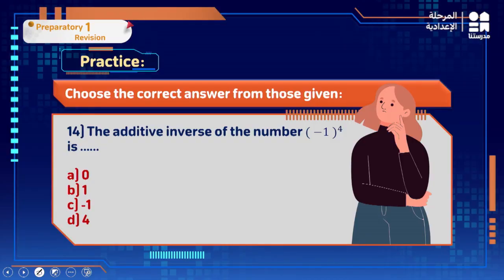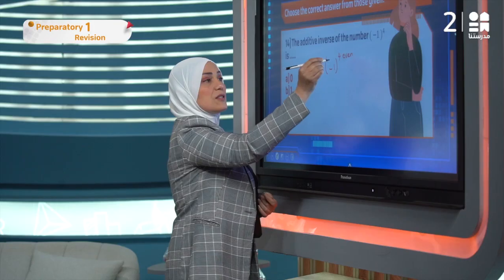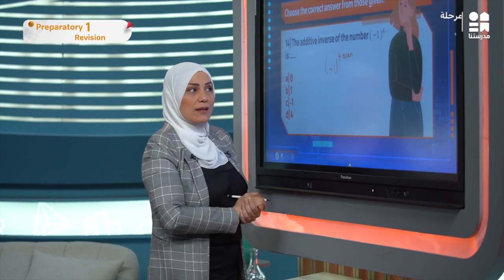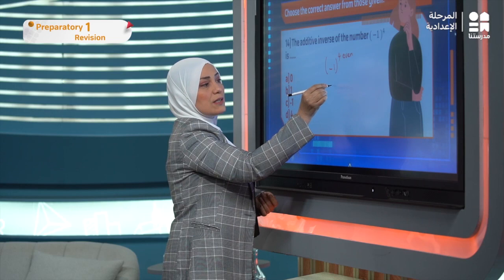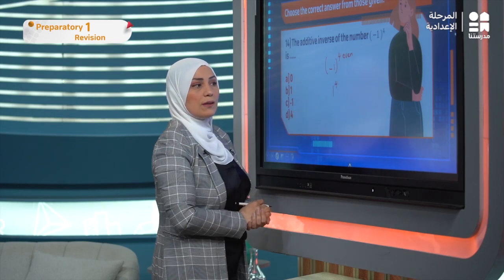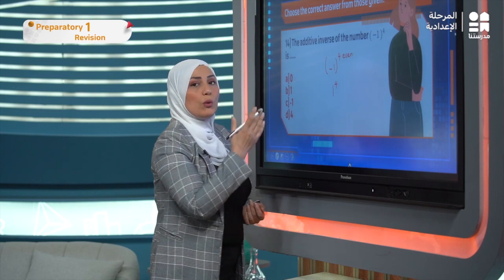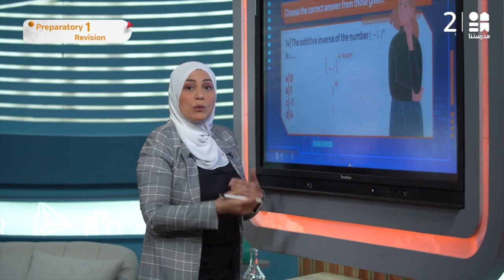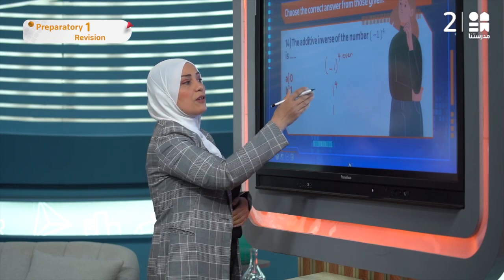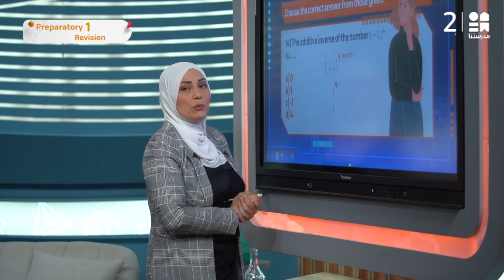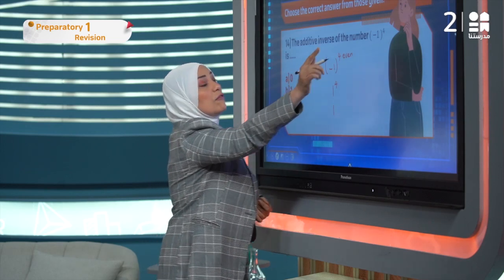Number 14, the additive inverse of this number, which is negative 1 to the power of 4, is what? Here I have a negative number, which is negative 1, and I have even exponent. As we know, if the exponent is even, we will cancel the negative sign. So the answer is equal to 1 to the power of 4. And as we know, 1 to the power of 4 or 1 to any power equals 1, because we will multiply 1 times itself. Even if we have 1 to the power of 100, we will get 1. That is the value of it.